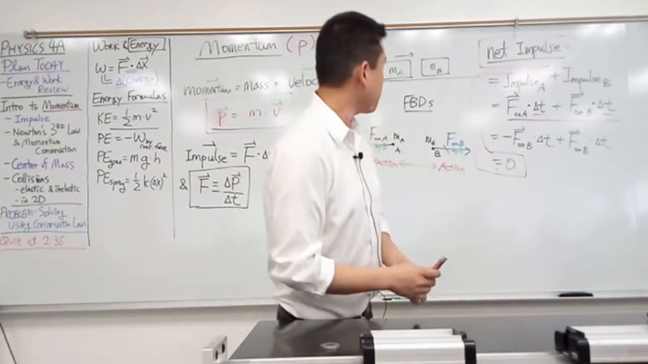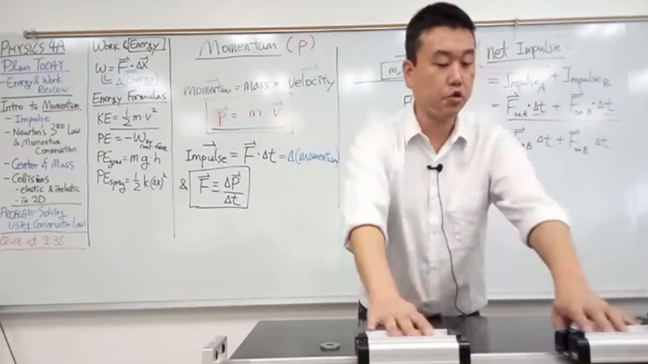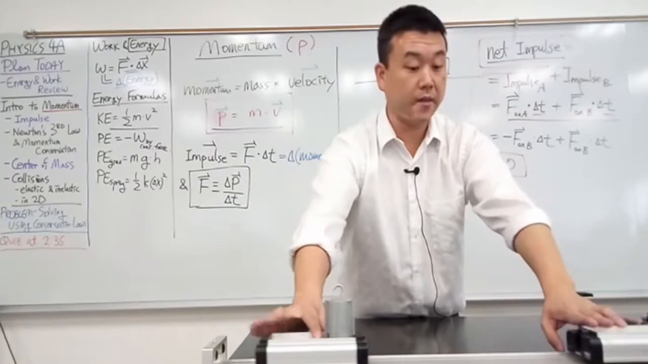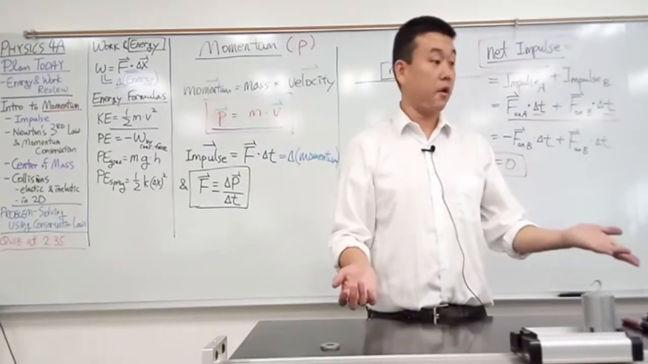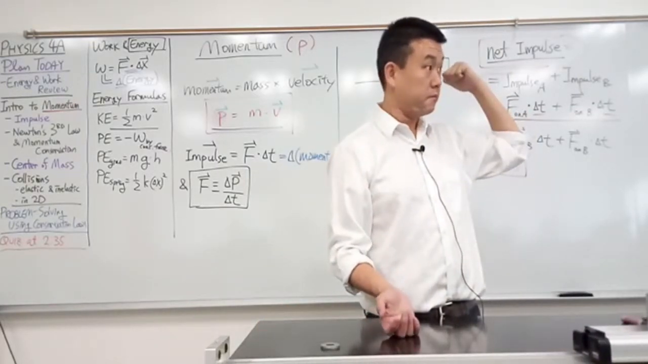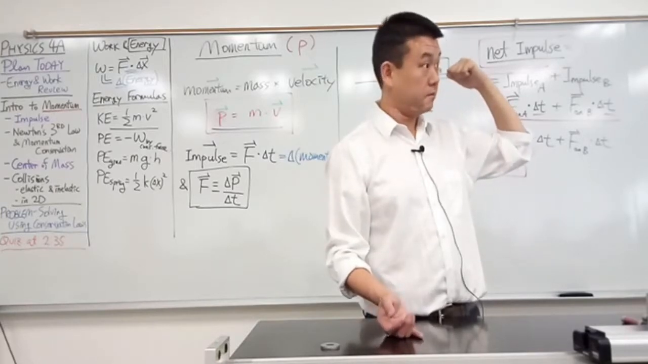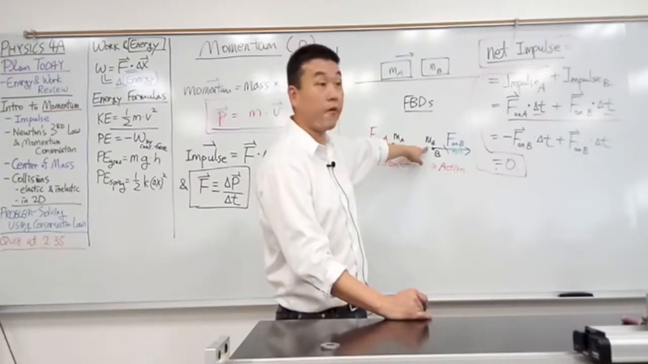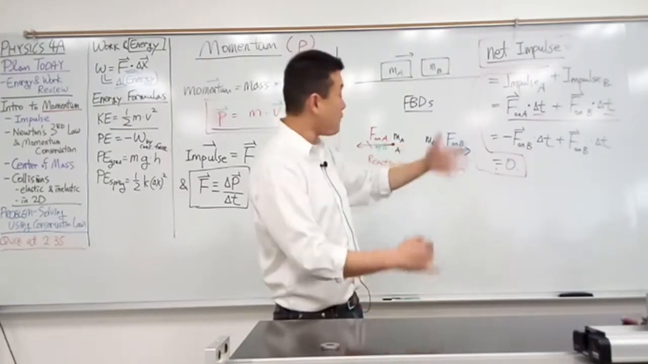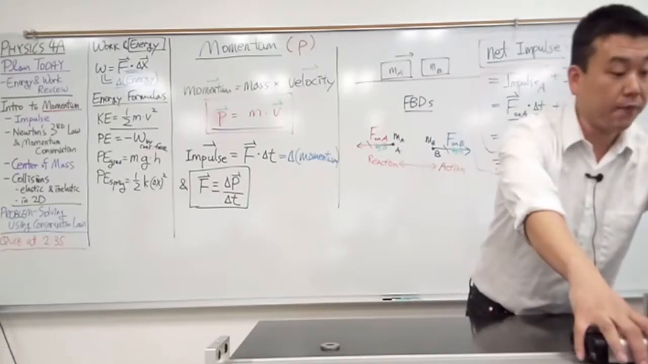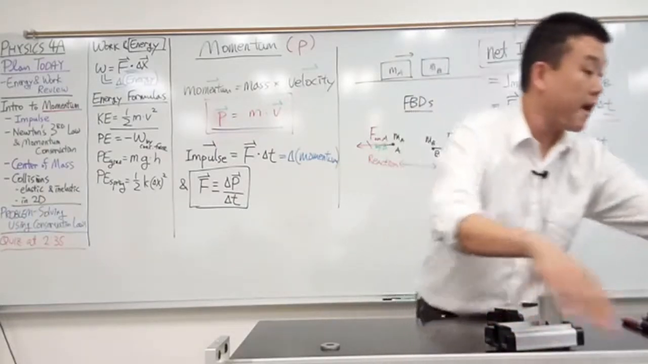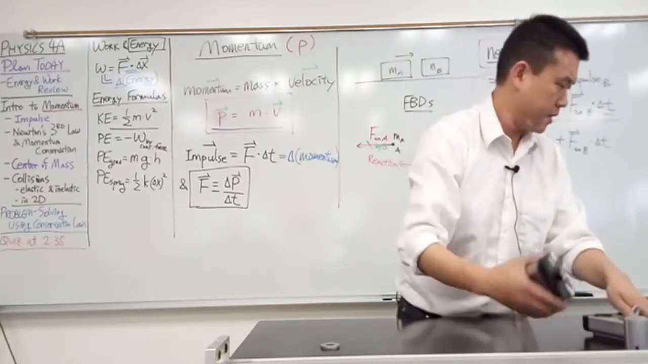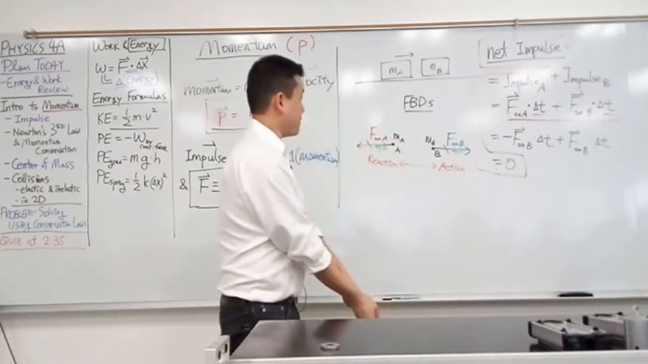So now, does it matter if these two had the same mass or if one was heavier than the other? Does that affect the fact that net impulse here is zero? It doesn't, right? Actually, the way I started out, I said that they had different masses. So whatever mass these have won't change the fact that net impulse has to be zero. And really, this is what I want to impress on you.